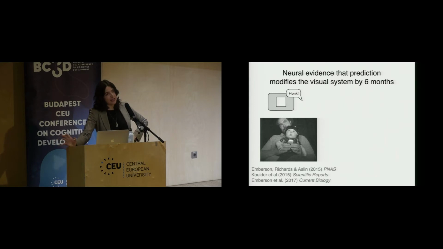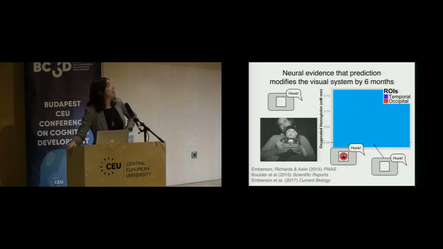But crucially, what's happening neurally, and particularly we use NIRS to record what's happening in the occipital lobe or the visual system. And that's what I'm going to show you here. The vertical axis is oxygenated hemoglobin, so that's our proxy for neural activity.